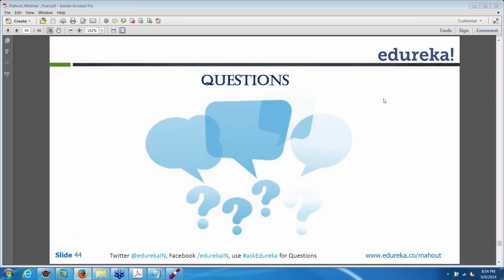How to do effort estimation? You mean how much effort you have to put in to work on Mahout? Vishwanath? For Mahout, there is a very good market. The Mahout with Hadoop combination is a very good market that is available.